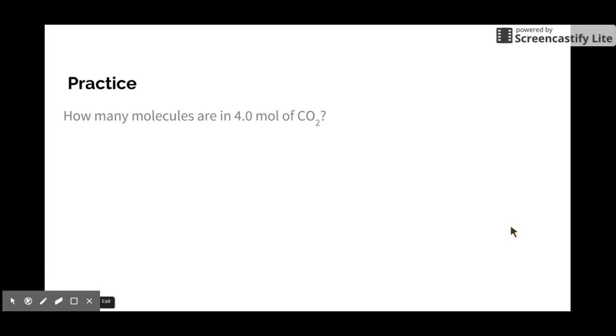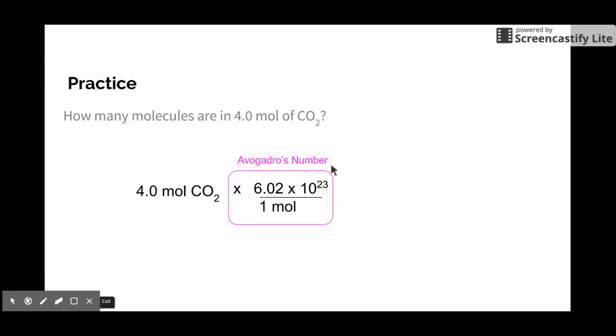So let's do this next practice. How many molecules are in 4 moles of CO2? Well, we just figured out how many grams 4 moles of CO2 is, but how many molecules is 4 moles of CO2? Well, we're going to start with 4 moles of CO2. Now, according to the last slide, we have another conversion factor, and that's 6.02 times 10 to the 23rd per mole. I know that if I have 1 mole, that's 6.02 or 602 sextillion particles or atoms. So if I use this conversion factor, by the way, this is called Avogadro's number.